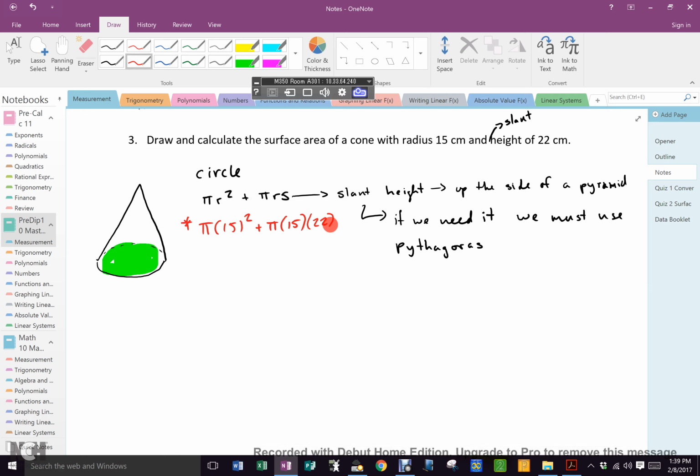Now, in grade 9, in grade 7, we would do 3.14 times, wouldn't we? In grade 9, we would use our pi button. In grade 10, we are leaving it alone. So what is 15 squared? If you don't know, you would go to your calculator and do 15 squared, which is 225, right? So I get 225 pi. Cool? And 15 times 22 is what?